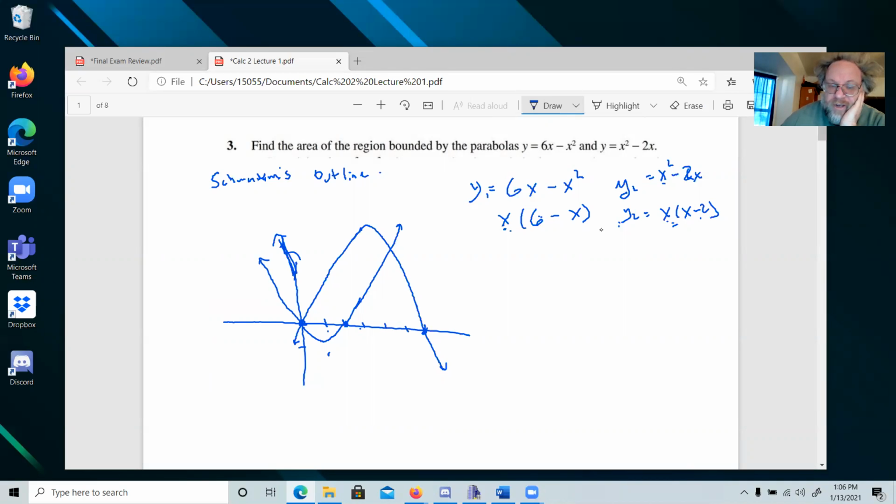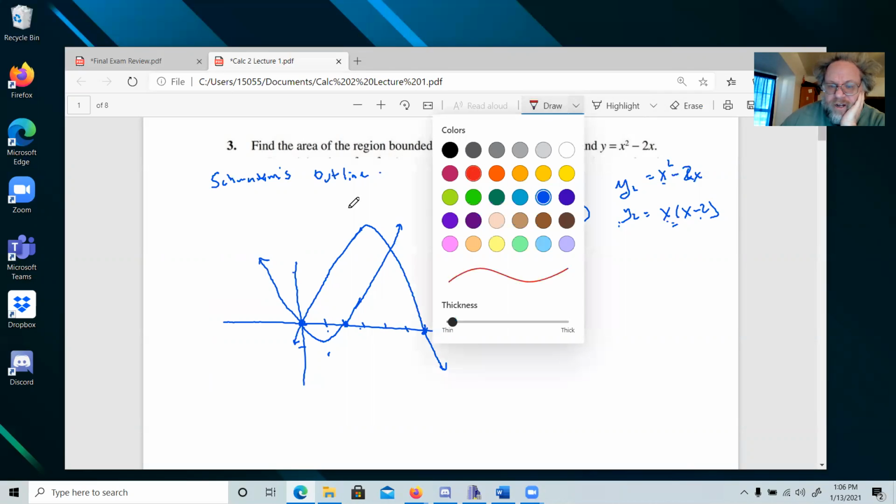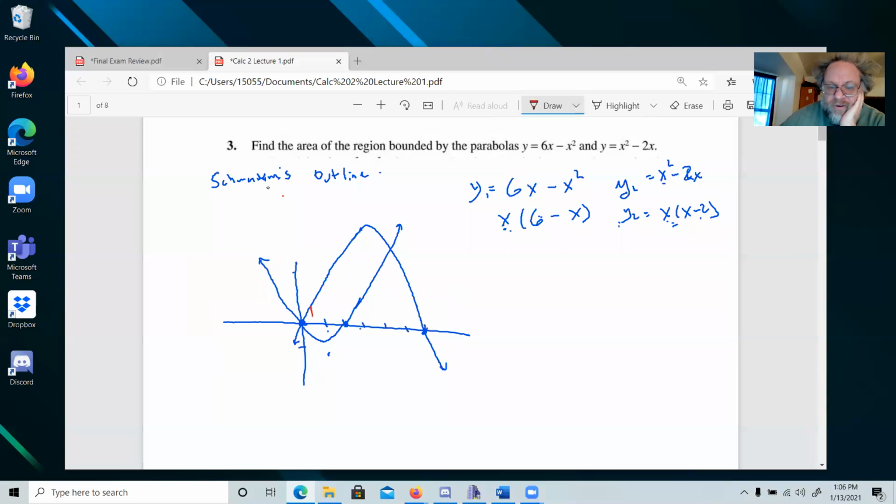So what we're trying to do here, let me make this a little bit better to not interrupt my coordinate axis, is figure out what the heck this area in here is.